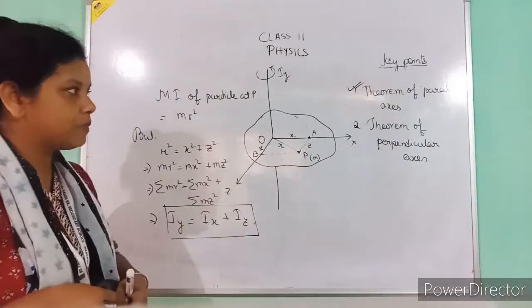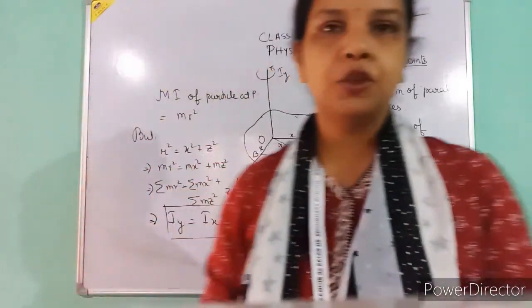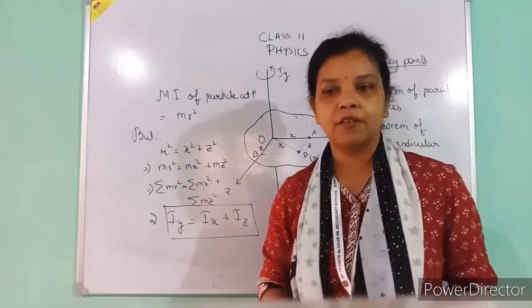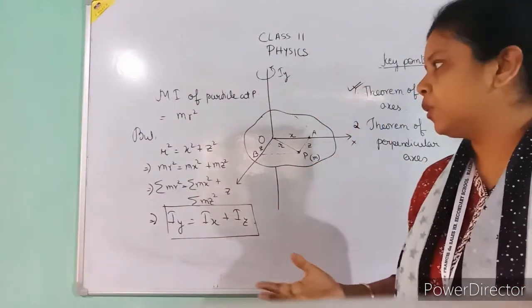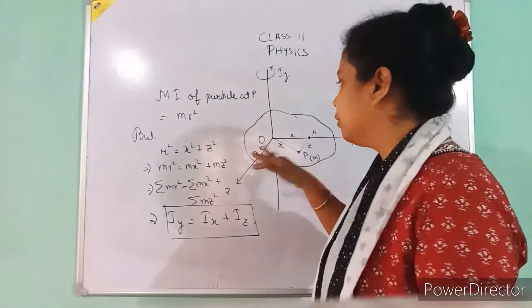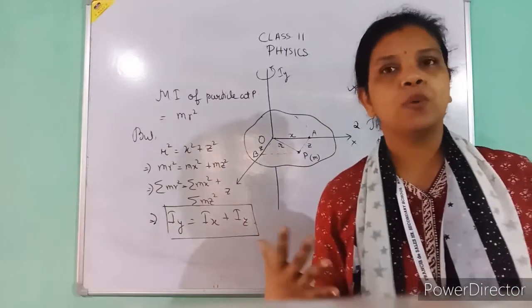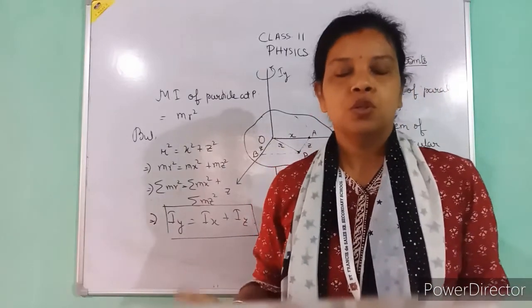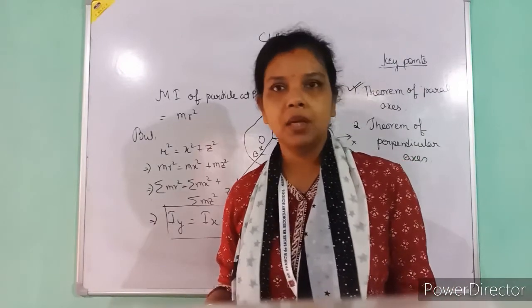Hope the two theorems are clear to you. One is the parallel axis theorem, where we have to consider two parallel axes, one through the center of mass, the other through a normal axis. And if it is the perpendicular axis theorem, then we have to consider three mutually perpendicular axes. Think of the x, y, z axis. So hope you have understood the concept. If you have any doubt, you can talk with me in the next class.